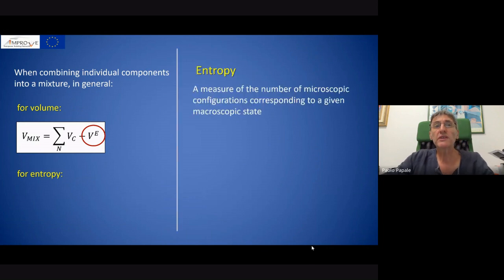The situation with entropy is similar but different. We still have the sum of the entropies of all components, and we have an excess entropy deriving from the interactions between the components. However, we will see in a moment that with entropy, there is a further term that we call the ideal mixing term. To understand what is the origin of this term, we need to consider entropy a bit more.